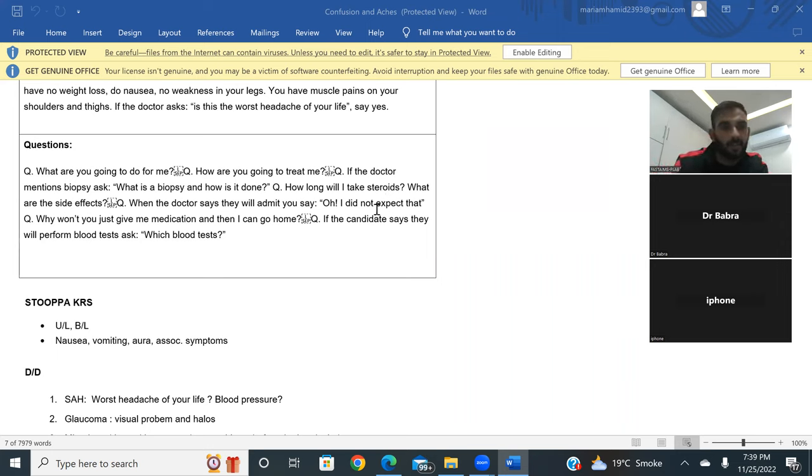Okay. When the doctor says they will admit, the patient says, I did not expect that. Then you need to counsel again. How will you counsel that? Okay, I can see, Mr. Matthew, why do you not want to get admitted? He says, I have a lot of work to do at home, like I have my wife to be taken care of. Then you will ask about all that, and one window will be open.